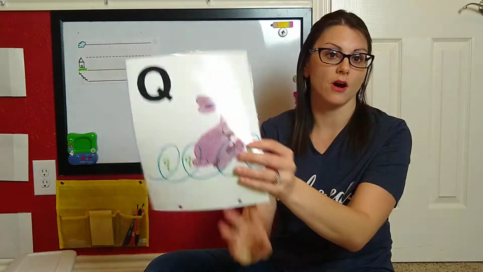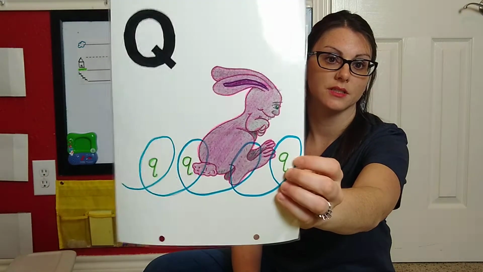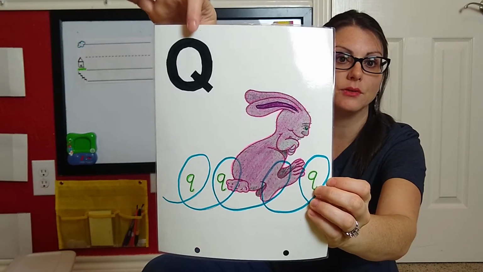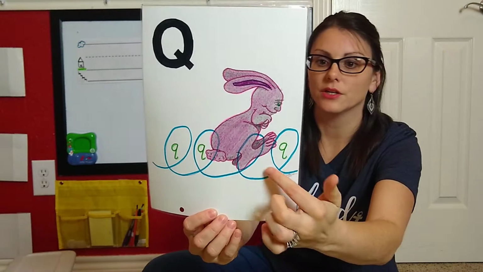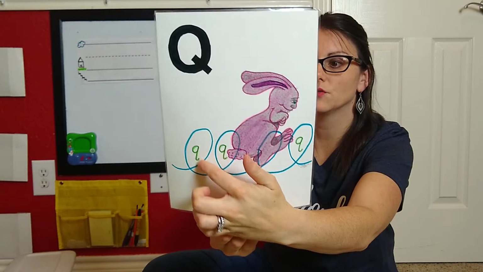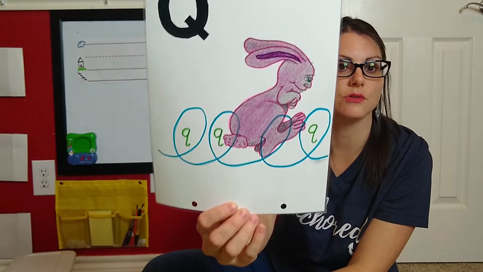Here is our sound card for the letter Q. Do you see the big capital Q here? It's like a circle with a line. And down here, do you see these in green? Those are the lowercase q.